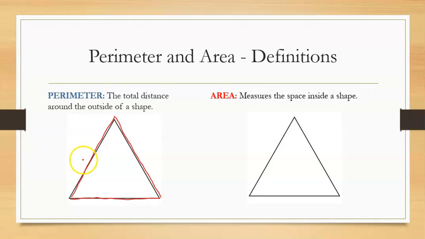So if each edge, for example, is 5 centimeters, the perimeter of that particular triangle would be 5 plus 5 plus 5, which is 15 centimeters. So perimeter is measuring the distance around the outside of a shape.